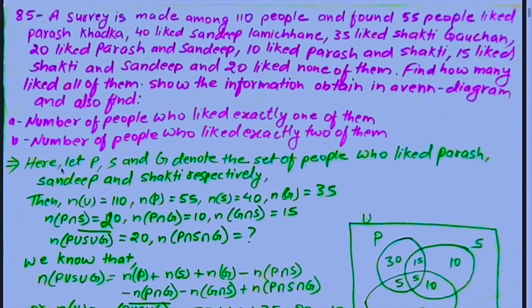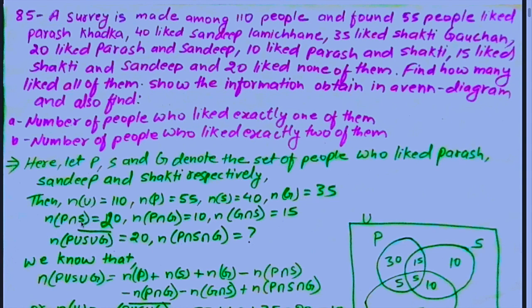Now, the solution is given here. Let P, S and G denote the sets of people who liked Paras, Sandeep and Shakti respectively. In the question, the number of people among whom the survey is made, that is n(U), equals 110. n(P) is 55, the number of people who like Paras Khadga, n(S) equals 40, the people who like Sandeep Lamisane, and n(G) is 35, those who like Shakti Gautama.